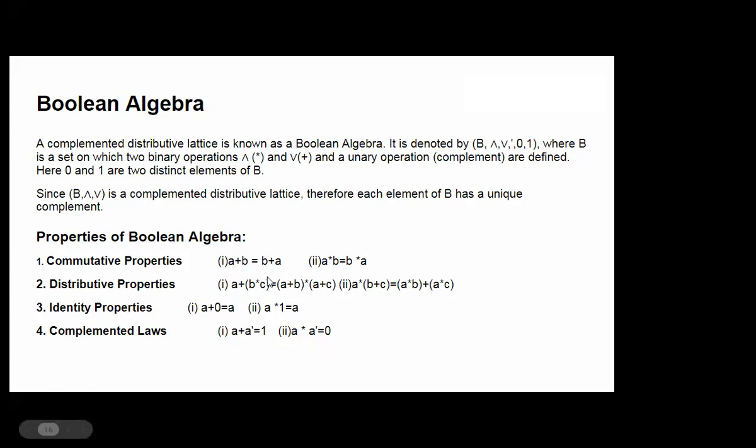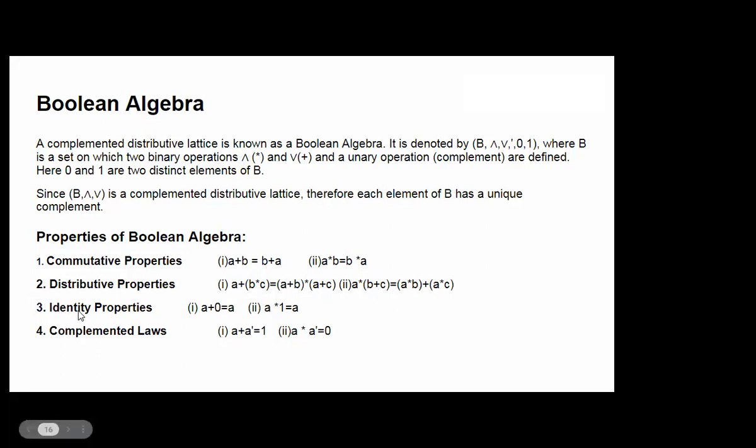Then what is distributive? As we know, it is distributive lattice only. But one of the properties of this will be distributive properties. A plus B star C is equal to A plus B star A plus C, and second will be A star B plus C is equal to A star B plus A star C. This A is distributed with this star operation here, and here A is distributed with this plus operation. Okay, this is the distributive property.